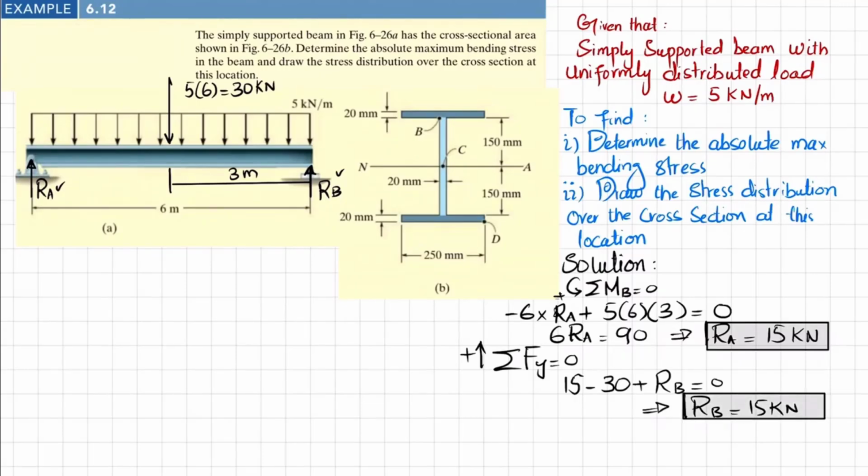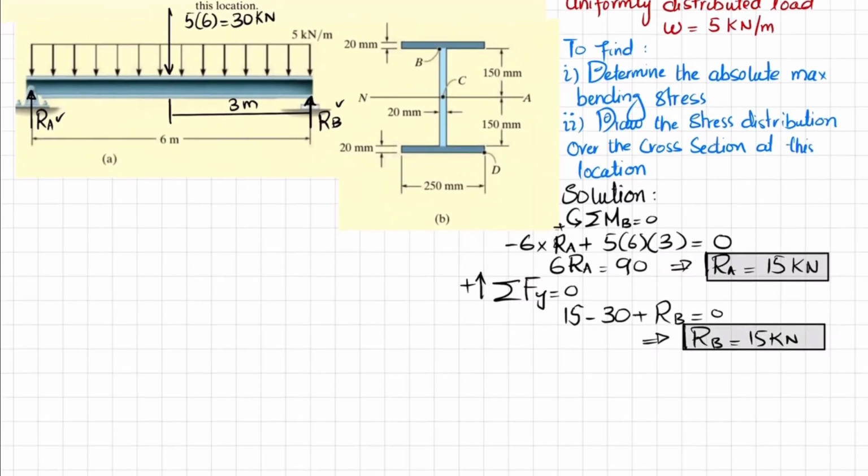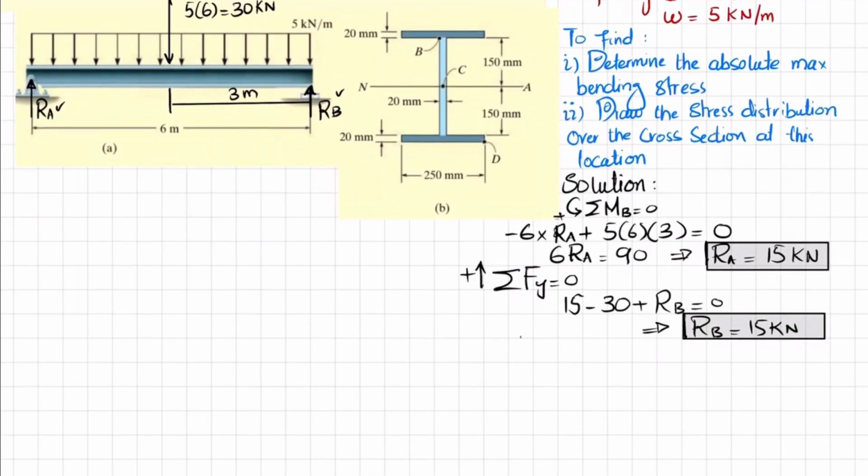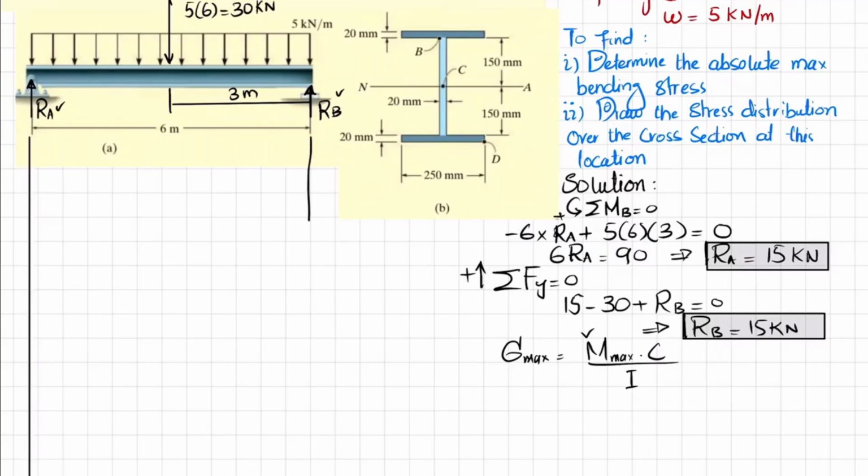Now you have RB, so you will move toward drawing the shear force and bending moment diagram. Why? Because we know that maximum stress is equal to maximum bending moment times c divided by I. So we need the maximum bending moment. That's why we will draw the shear force and bending moment diagram. You have to draw vertical lines from the ends of this beam, and first you will draw the shear force. So here we will have shear force in kilonewton.